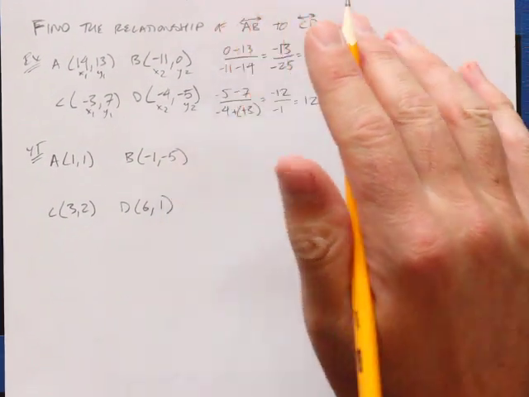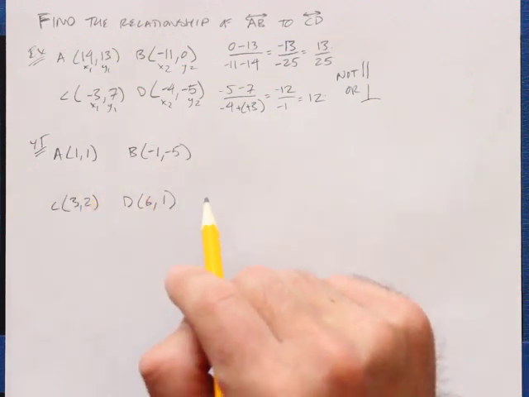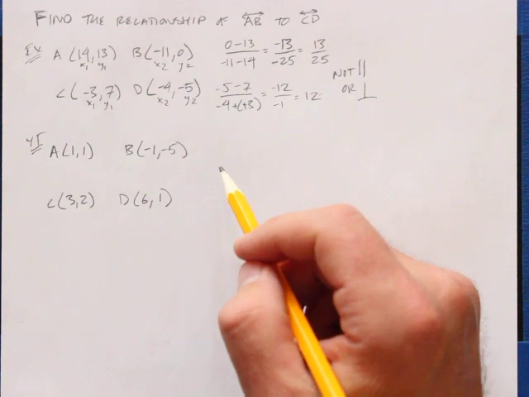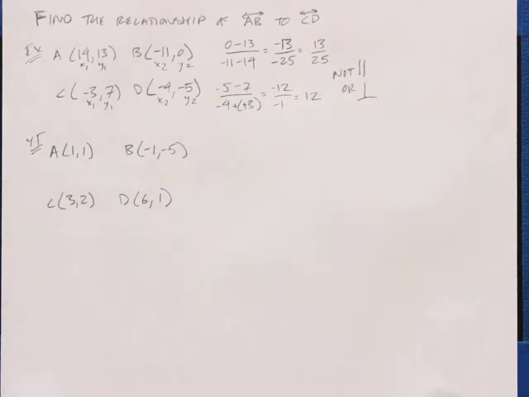Let's do this next one. So I'm going to have you find the slopes, compare the slopes, decide if they are perpendicular or parallel or neither. All right, go ahead and pause and do that, and we'll get back to work together in just a second.